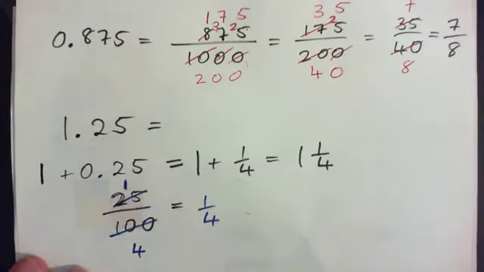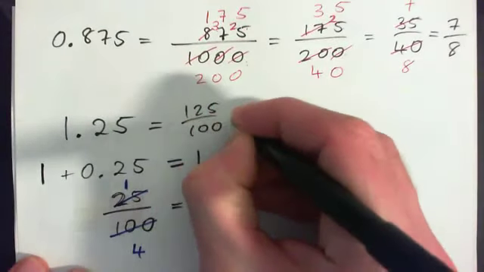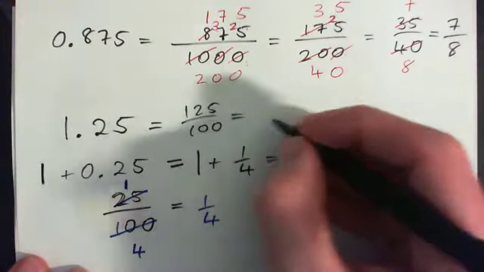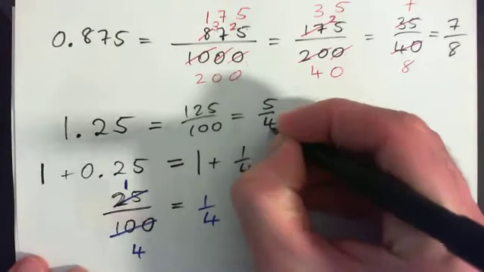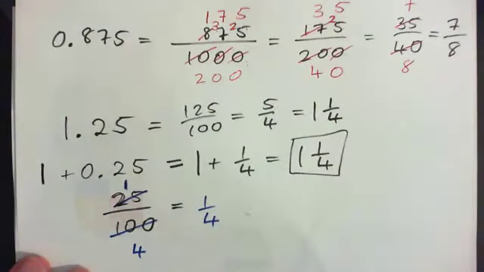I'm just writing it out. I mean, you could have done it this way, 125 over 100, okay? And if you broke it down, you would eventually get 5 quarters, and if you put that as a mixed number, it'd be 1 1/4. But either way, you should end up with 1 1/4, right?